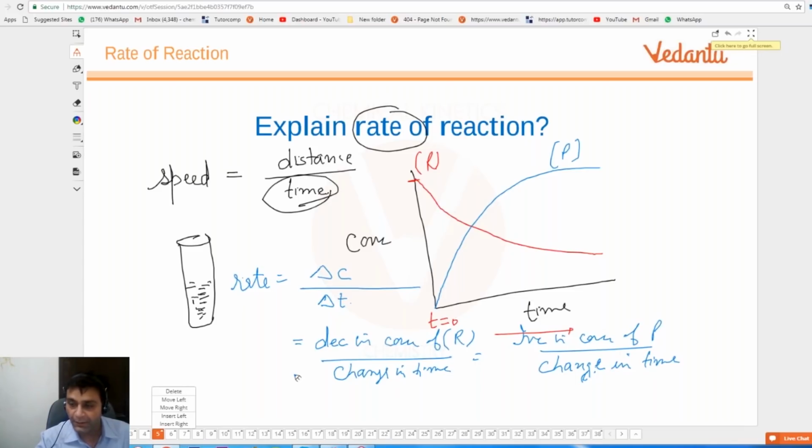It means you can say rate of change of concentration of the reaction, rate of change of concentration with respect to time. Anirudh, make a statement correct. It's a rate of change of concentration with respect to time. That is the rate of reaction, right?